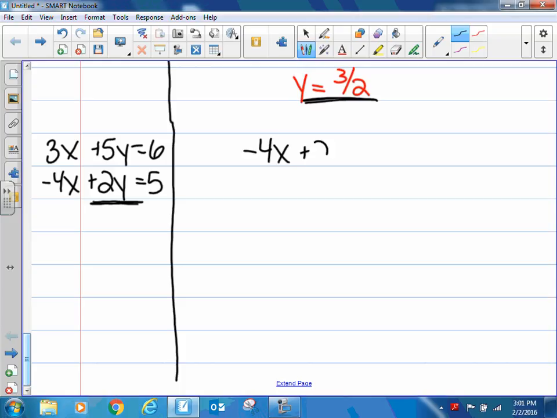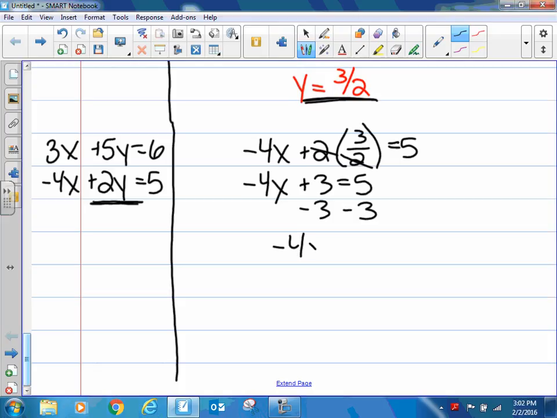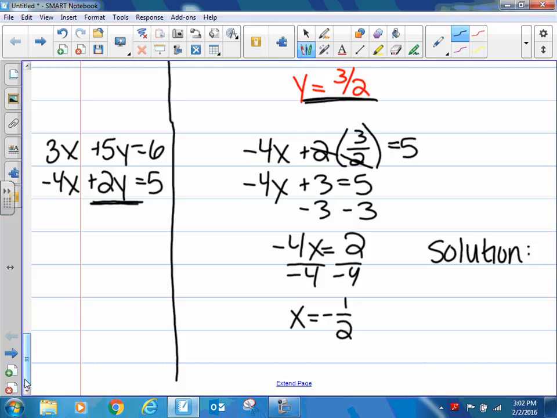-4x plus 2 times 3/2 is equal to 5. -4x. These 2's cancel each other out, so I'm just left with 3 equals 5. I'm going to subtract 3 from both sides. I get -4x is equal to 2, and divide by that -4, and I get x is equal to -1/2. So my solution is -1/2 and 3/2, that's my y, sorry.